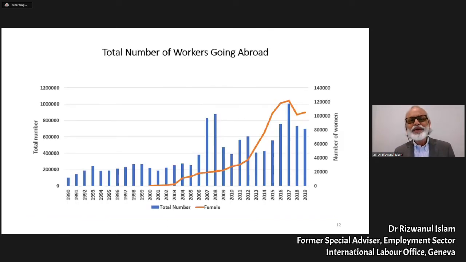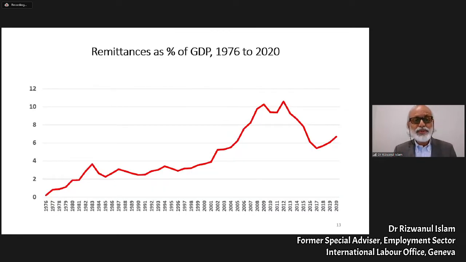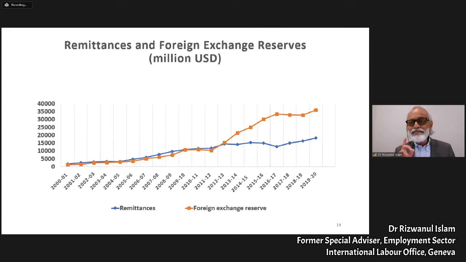Now the third pillar, overseas employment and remittances. I present the numbers. The remittances as a percentage of GDP were over 10% at the peak, and even now it is over 6%. And a very important role of remittances is in building up the foreign exchange reserve, about which we are now proud. Now it's over $46 billion, and remittances made a major contribution.